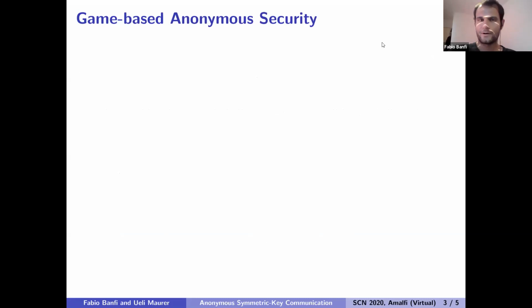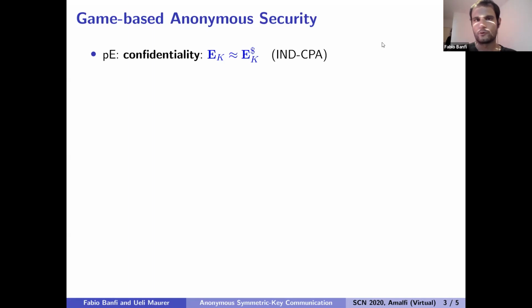Let me start now by showing the game-based security notions for PE and PAE enhanced by anonymity. For encryption, usually we require confidentiality, which we can model mathematically as a distinction problem between a system that encrypts messages normally for a fixed random key and one system which instead encrypts random messages for some random key. We usually call this notion IND-CPA.